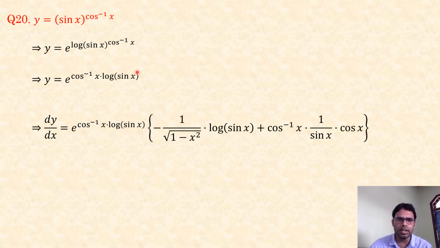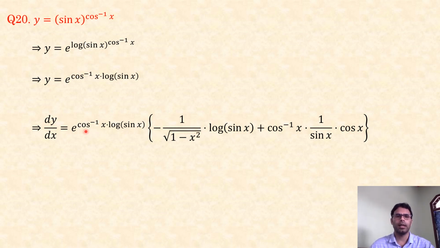So e to the power, this is considering as x, so e to the power x, into by chain rule you have to take the differentiation of this power only, and the power is a product function actually, cos inverse x into log of sin x. This is u into v format. So first taking the derivative of cos inverse x, that is minus 1 by root over 1 minus x square into this log sin x, which is remaining same, plus cos inverse x is remaining same into log sin x derivative is 1 by sin x into sin x derivative is cos x only.